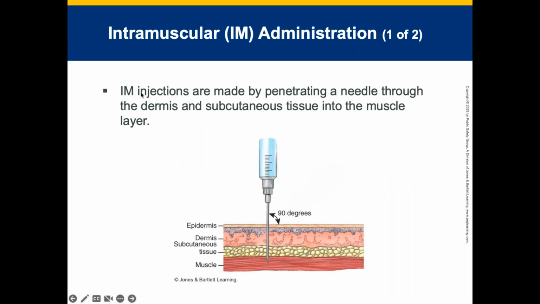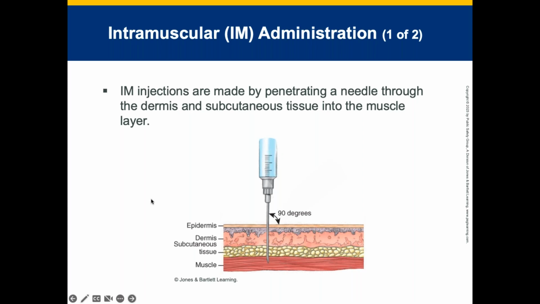All right, so IM injections are made by penetrating the needle through the dermis and subcutaneous tissue into the muscle. This goes in at a 90-degree angle. Pinch the skin prior to, stick the needle in, and then administer the medication. Draw back a little bit too to make sure you don't have any blood coming through. Make sure you're not into a vein. That would be horrible if you did that. And administer that medicine in.